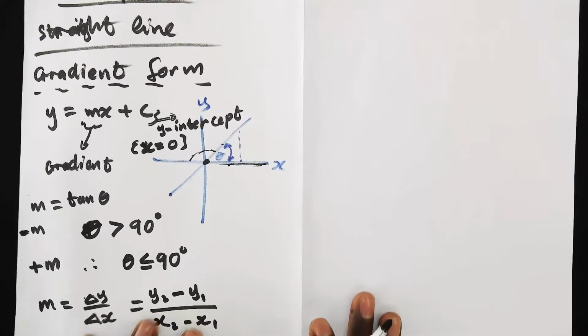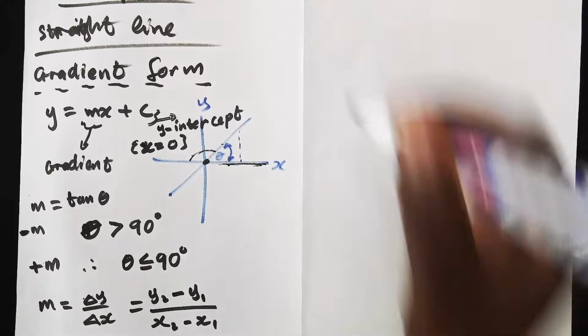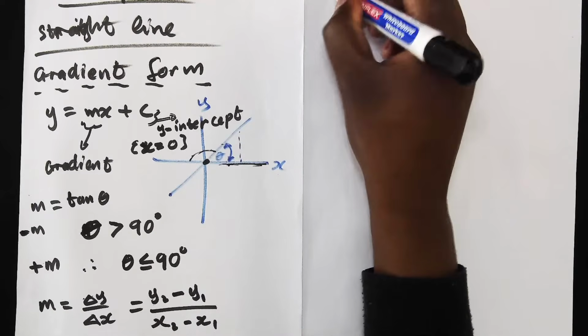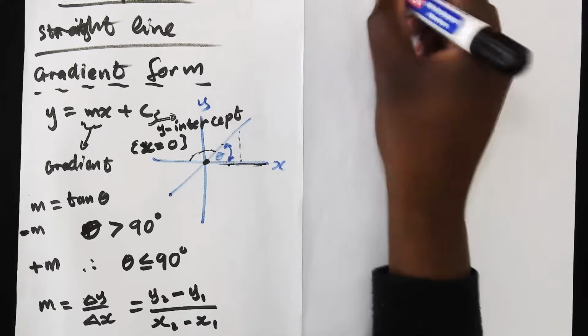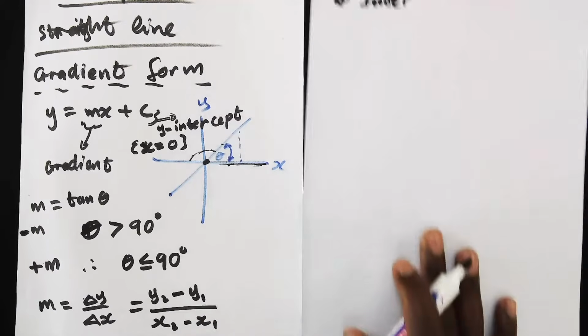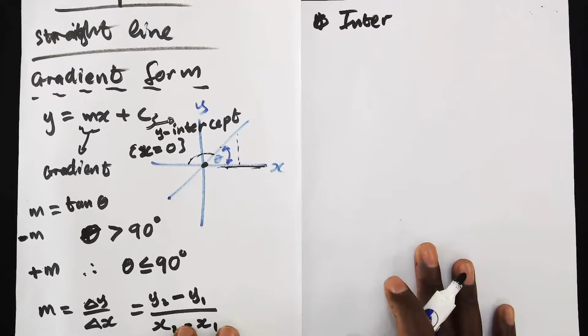Okay, so I just want to draw in the other form, which we call the intercept form.